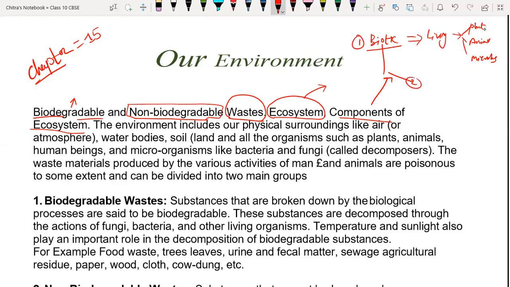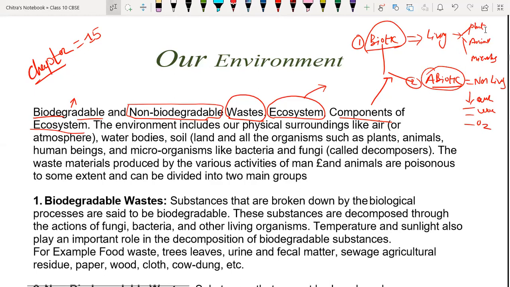The second component we have is non-living, that means abiotic. Abiotic component means non-living components. Non-living includes air, water, oxygen, and other minerals, vitamins, proteins, etc. All of these are abiotic, but these abiotic factors are responsible for having life. That's why both biotic as well as abiotic factors are important components of the ecosystem.